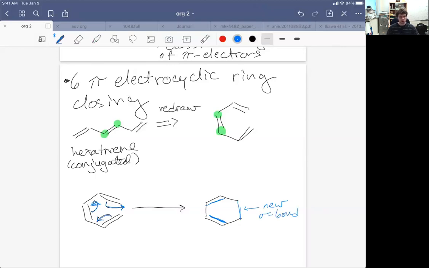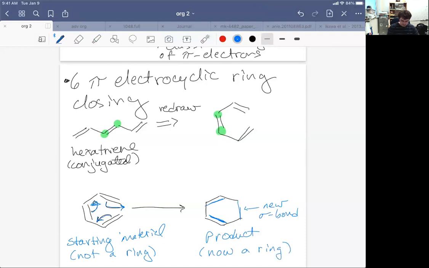Now what I want to show you is, in the first case, we had our starting material, which is not a ring, whereas our product has a ring. And we call this a 6 pi electrocyclic ring closure or closing reaction, because we form a ring and we use 6 pi electrons.